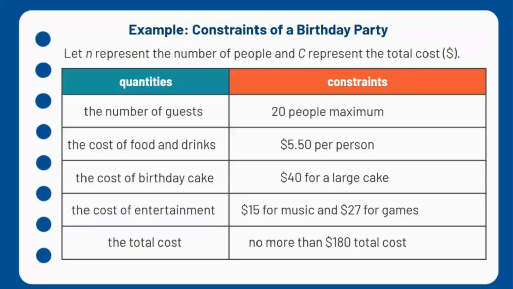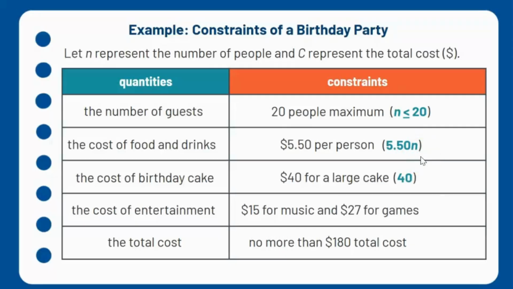Sometimes a constraint is an exact value. Other times a constraint is a boundary or a limit. For example, no more than 20 people can attend the party. This means 20 people or less can attend the party. We can represent this constraint as an inequality. N is less than or equal to 20. The expression 5.50N is a concise way to express the overall cost of the food if it costs $5.50 per guest and there are N number of guests.